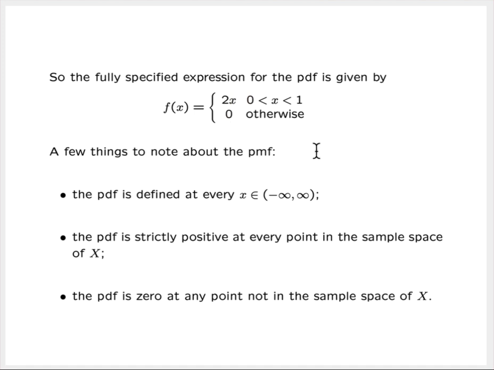Now let's just point out a few things about this PDF. Based on the way that we've defined it here, and in particular by including this piece right here, this function is now defined at every x on the real line. Notice also that the sample space of x is the set of values over which the PDF is strictly positive. The PDF is strictly positive at every point in the sample space of x. And then finally, the PDF is 0 at any point not in the sample space of x.